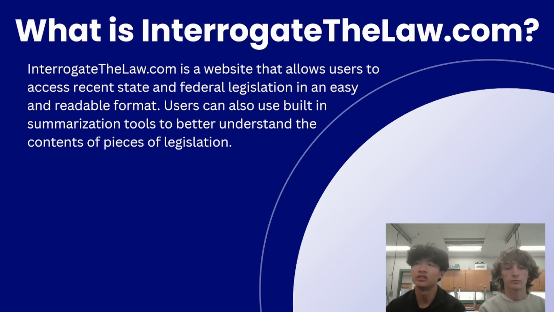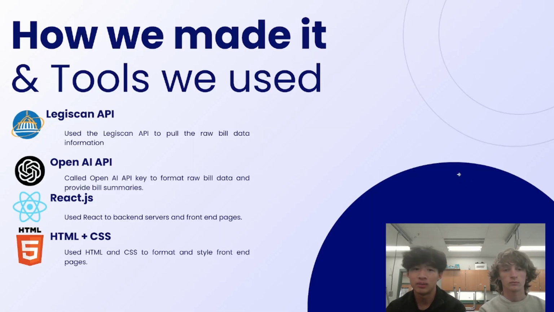Some of the tools that we use to make this web app are the Legiscan API, which is an API that has raw bill data from every single state and also federal sources. Another source that we use was the OpenAI API, and that's what we use to format all of this raw bill data text and also to provide the summaries for all the bills. And we coded all of this in React for all of the backend servers and also the front end pages. And then to style those front end pages, we used HTML and CSS.